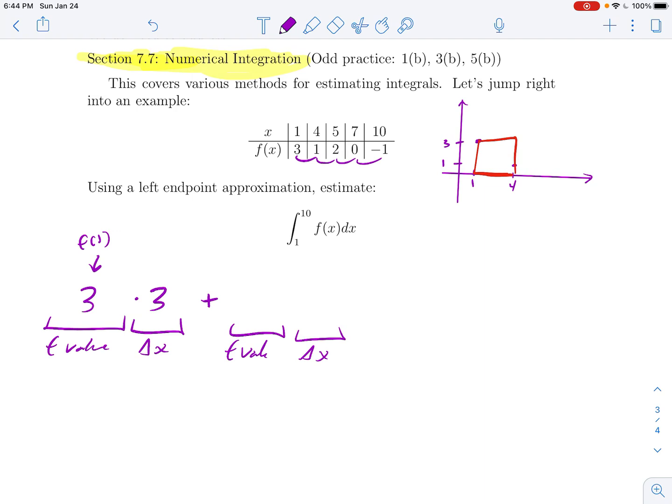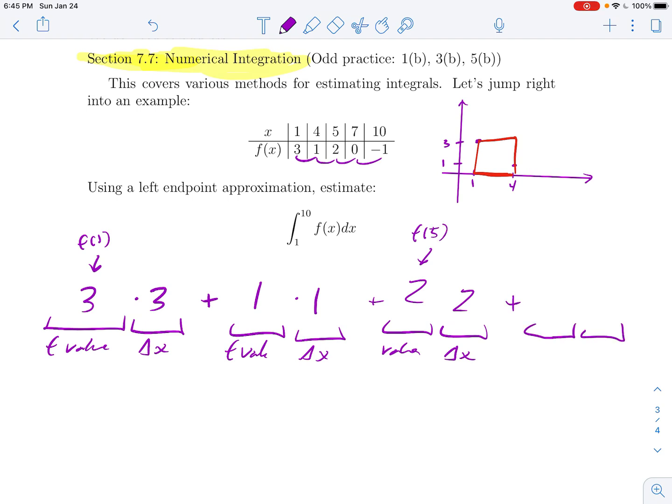So the function value for the next one goes from 4 to 5, so it's just 1 unit wide. Function value at the left is 1. Next one, function value times the change in x. Well, our third interval goes from 5 to 7, so it's 2 units wide, and at that left endpoint, f of 5 is equal to 2.